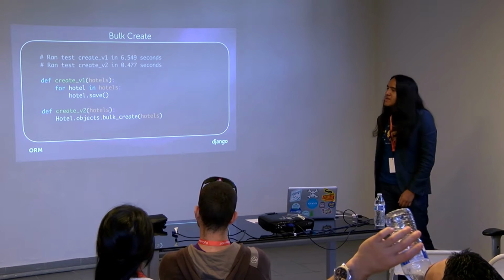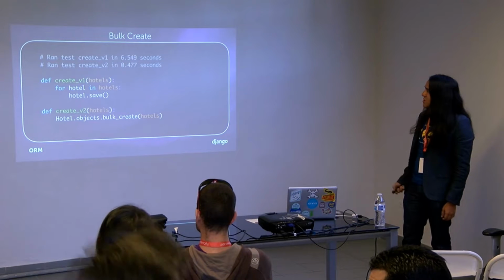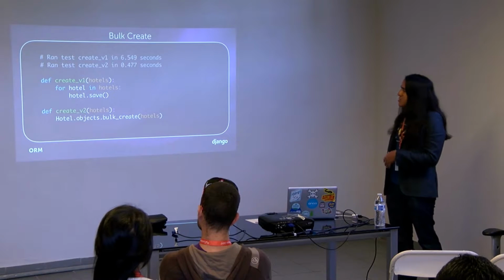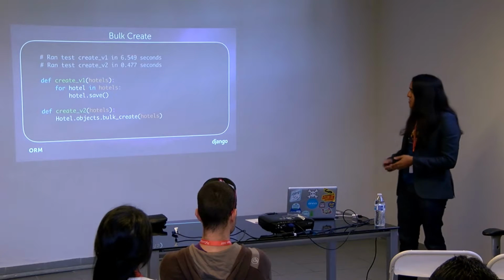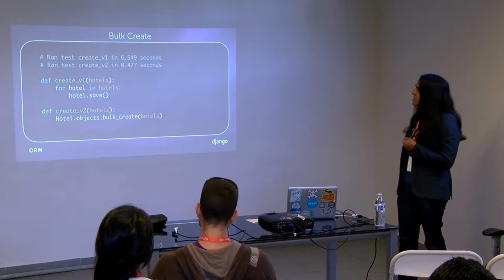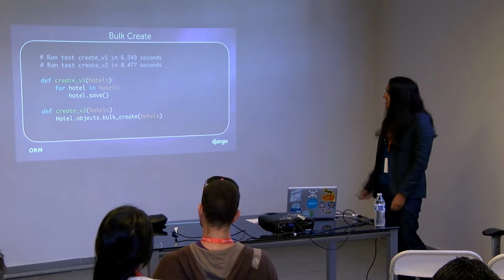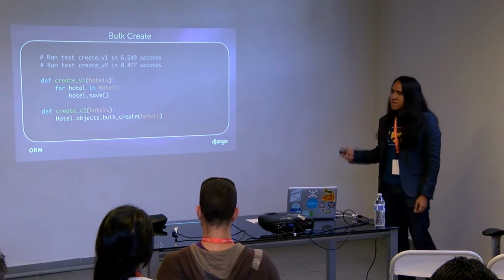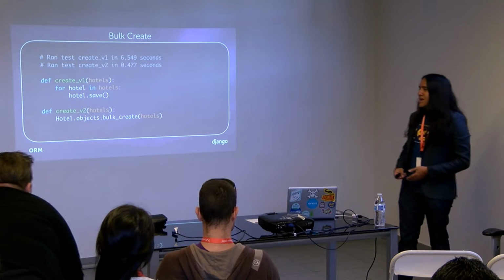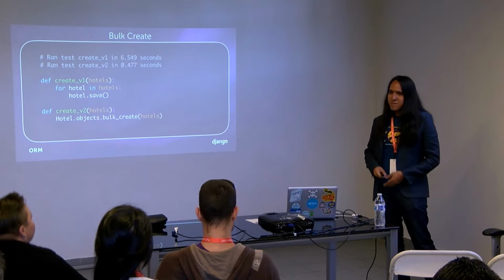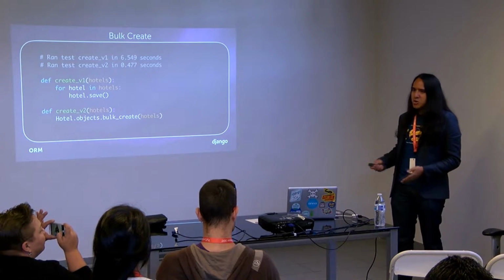And here's an example. I've got create v1 and create v2. Create v1 does for hotel in hotels, hotel.save, right? And create v2 just does a bulk create. As you can see, create v1 takes 6.5 seconds to execute, and create v2 takes 0.4 seconds to execute. So the difference is substantial. And these numbers are from my machine, so they're going to be different on your machine, but the difference should always be there, right?